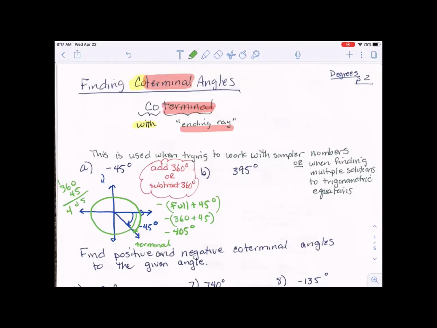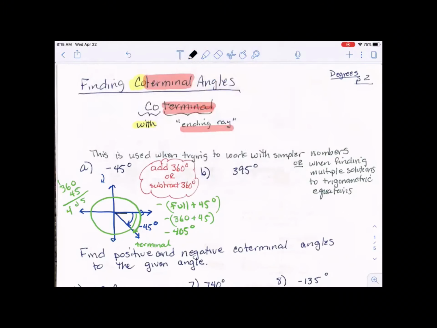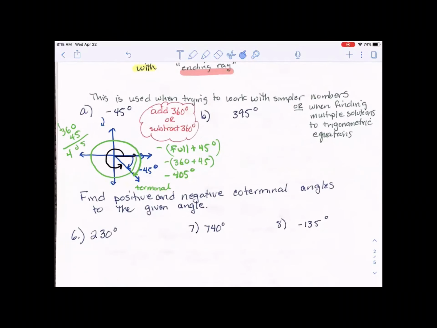I could rotate the other direction. Let's change our pencil color. Let's rotate counterclockwise. I could start on my positive x-axis, and I could rotate counterclockwise. Now that time I did not go a full circle. So if I didn't go a full circle here, the question I ask myself is, how much shy am I of going a full circle? Well, we know that this angle we're working on is negative 45 degrees. So if I want to find my positive coterminal angle, I'm going to take my 360 degrees and subtract that 45 that I didn't use. And we can do a little borrowing up here. And I know that my positive coterminal angle is 315 degrees.